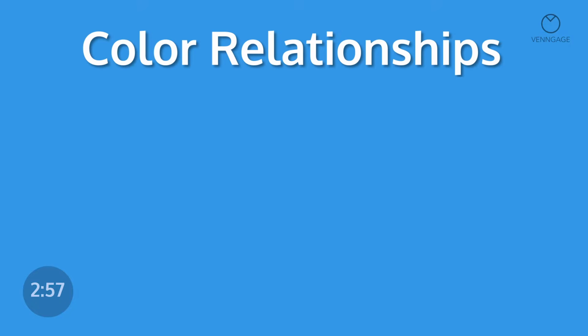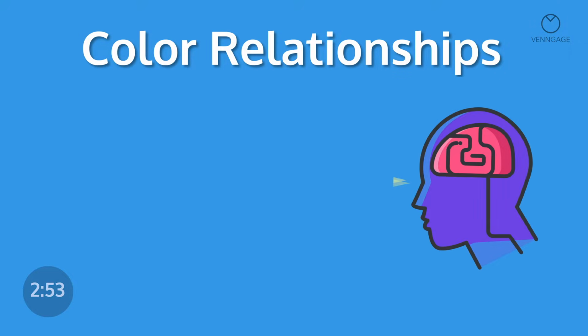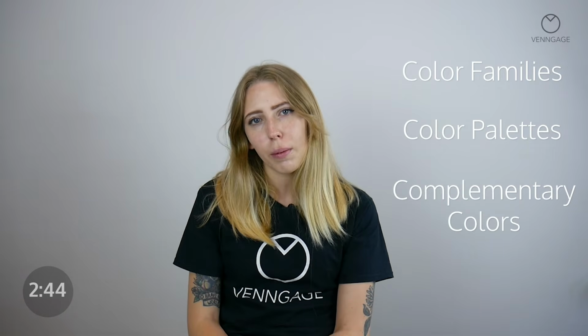What do we mean by colour relationships? Colour relationships are a way that we can talk about how colours relate to each other, both scientifically and aesthetically. There's a couple of different types of colour relationships. The main ones you've probably heard of are colour families, colour palettes, and complementary colours.